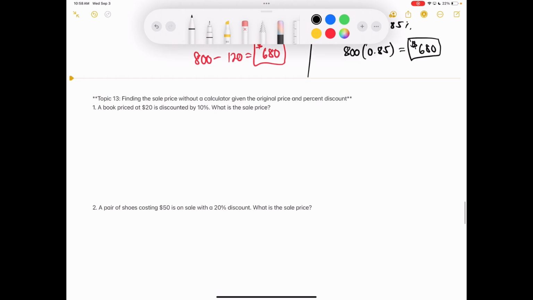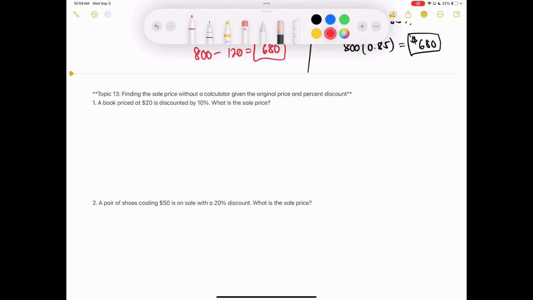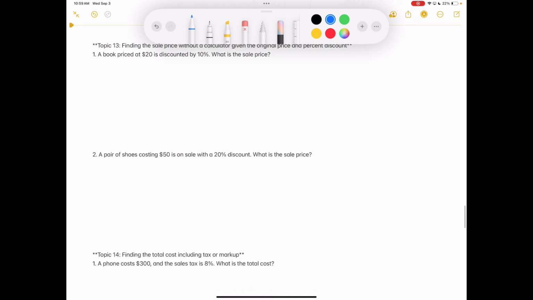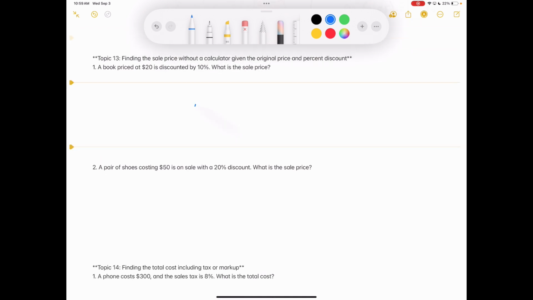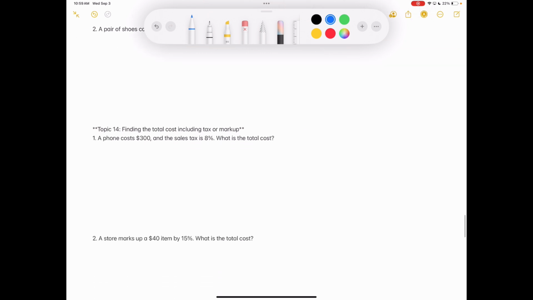All right, these to me are the hard ones. A book is priced at $20, is discounted by 10%. What is the sale price? Oh, no, this isn't hard. That's the same thing we just did. I'm skipping that one because I'll write one out. But $20 is discounted by 10%, so that's a $2 discount. So 20 minus $2 is $18. That's the same thing, yeah. Okay, we'll skip those.